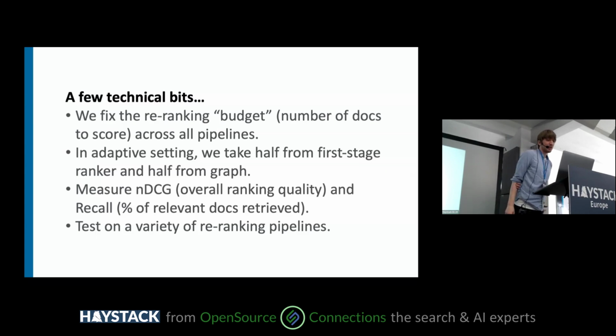In our adaptive setting, we just take a really simple approach of taking basically half the results from the first stage and augmenting it with the other half of results that we'll score from this proximity graph. So we'll look up the best documents and iterate on that process. In terms of, does it work? We'll measure NDCG for the overall ranking quality and recall, which is, in this case, the percentage of relevant documents retrieved. And we test on a variety of different re-ranking pipelines, re-ranking systems.